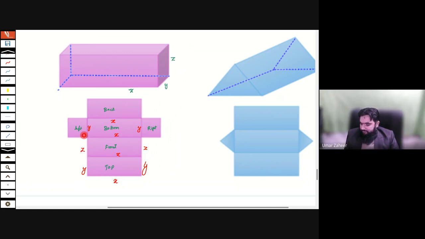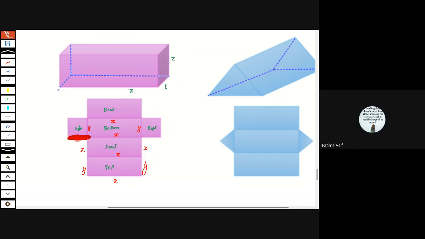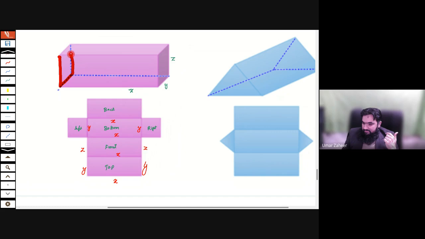Yes, Fatima, can you please tell me what it is? It is the left side. What is this length equal to? Y? No, sorry, X. No, look, X is wrong. Sorry, it is Z. It is Z1. So it is the left side.